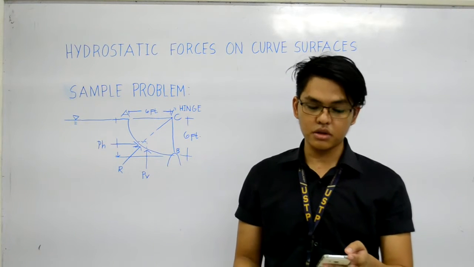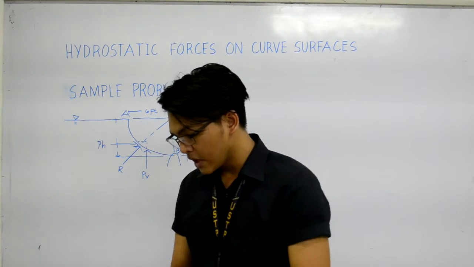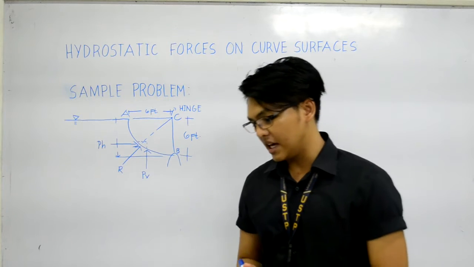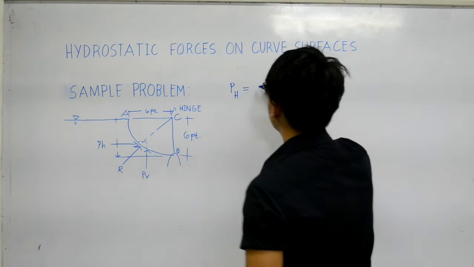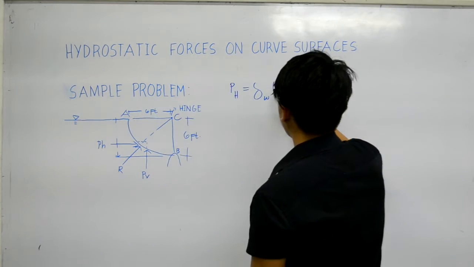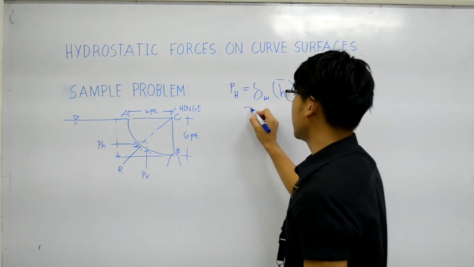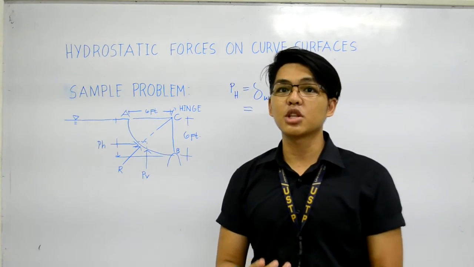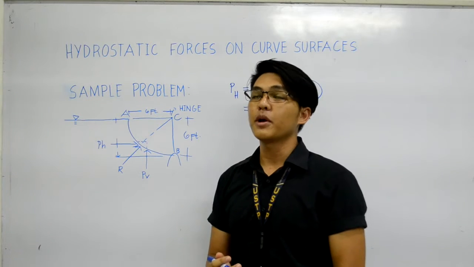So, first, we are going to determine the horizontal component of the resultant force. The horizontal component is given by P horizontal is equal to the unit weight of the water times h bar times the area. As we all know, the unit weight of the water in SI units is 9.81 kilonewtons per cubic meter. But since the units given in the problem are in English, we are going to use 62.4 pounds per cubic feet.